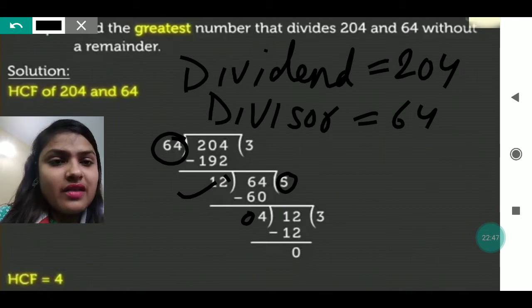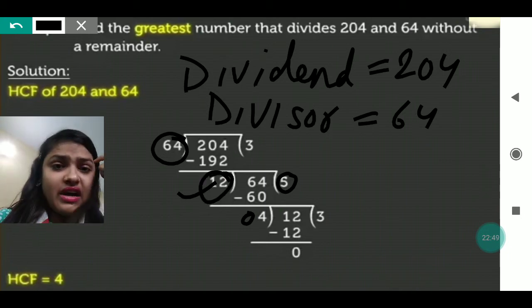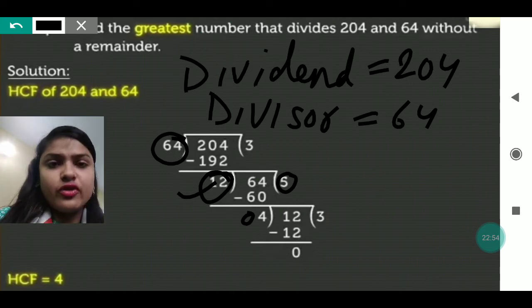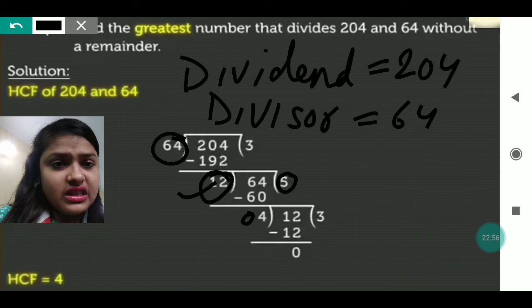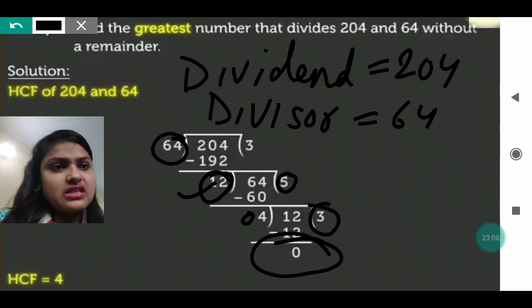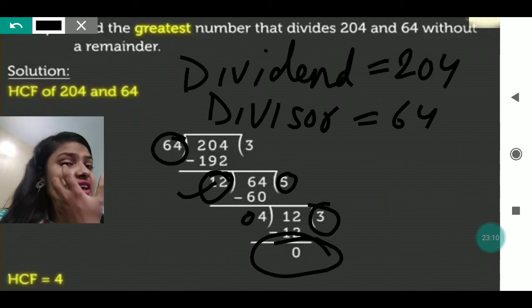Now again, this 12, which was the divisor, we have to write in the middle, and with that we divide by 4. Now in the table of 4, how many times will 12 come? 3 times. So now we have got 3, and we have got the remainder as 0. This is what the question was saying: without leaving any remainder.